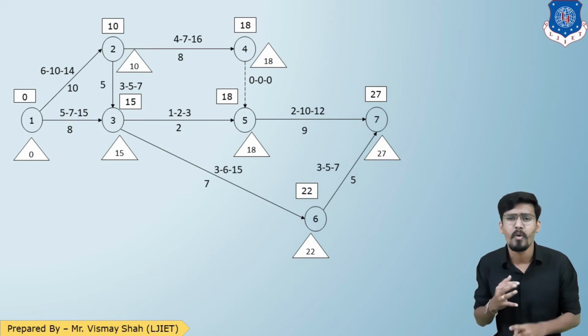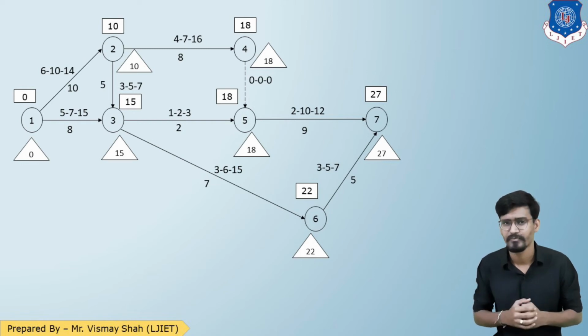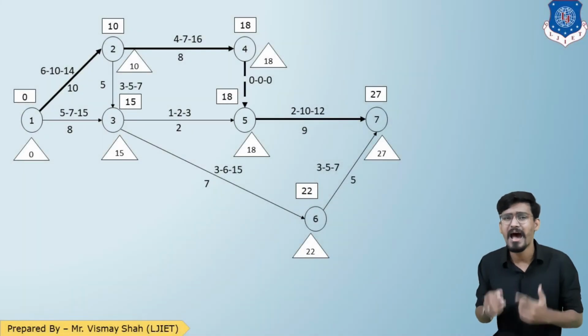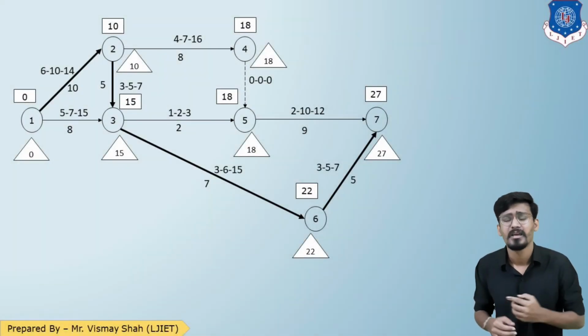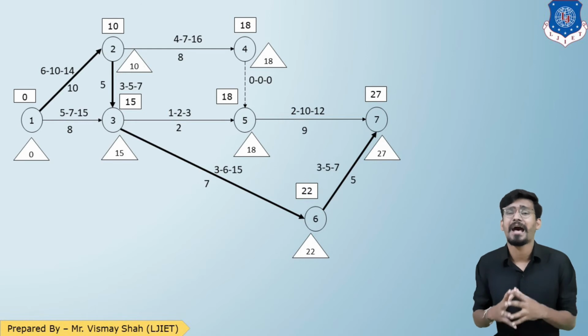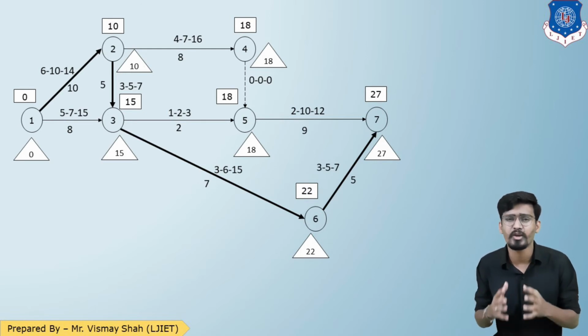Path A was 1, 2, 2, 4, 4, 5, 5, 7, while path E was 1, 2, 2, 3, 3, 6, 6, 7. So let us highlight one by one. So that is our path A, and now let us show the path E. So that is path E. So that is our completion of the second numerical of the PERT method. Now let us see another question.